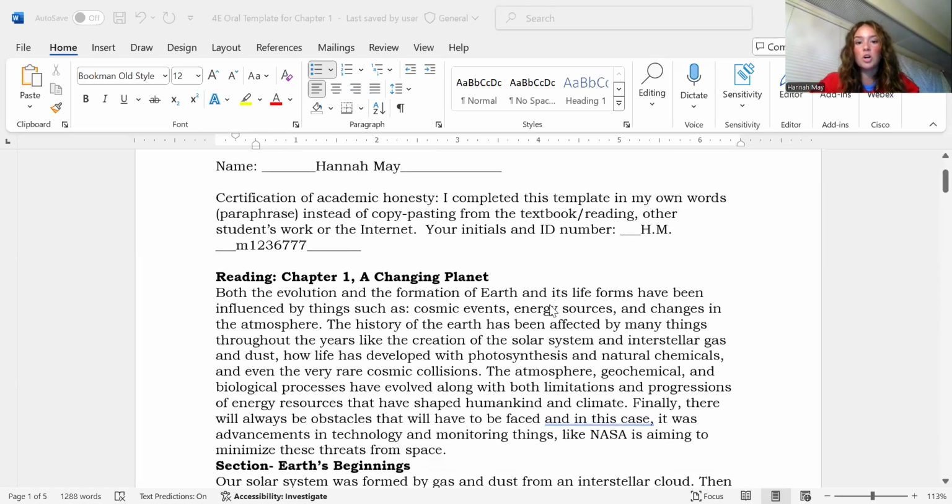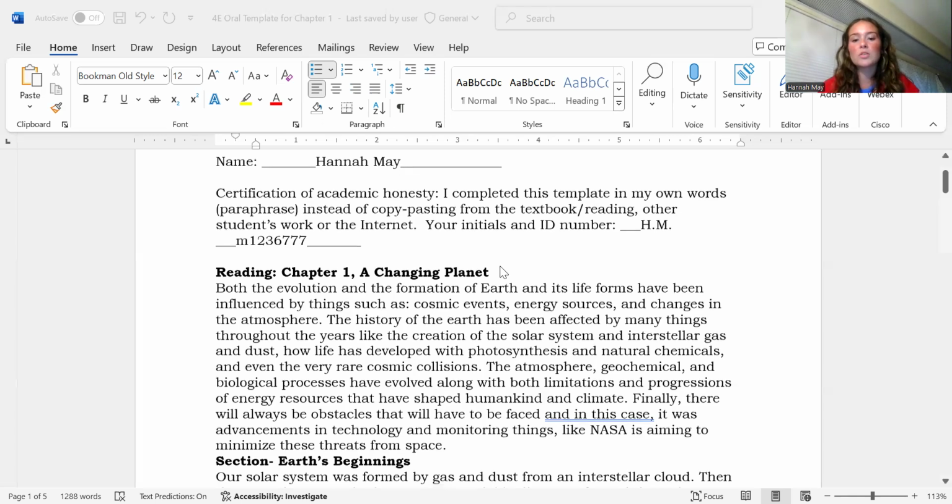This chapter was called A Changing Planet, and it basically goes completely off of the title, because we learn about the evolution and formation of Earth and the life forms, and how they've all evolved, and how things such as cosmic events, energy sources, and changes in the atmosphere have influenced us as a whole. The history has also been affected by many things, like the solar system being created, interstellar gas and dust, photosynthesis, natural chemicals, things of that nature, and even rare cosmic collisions.